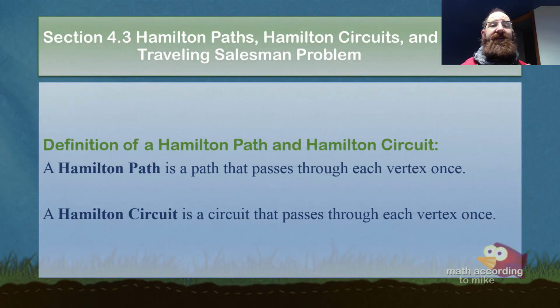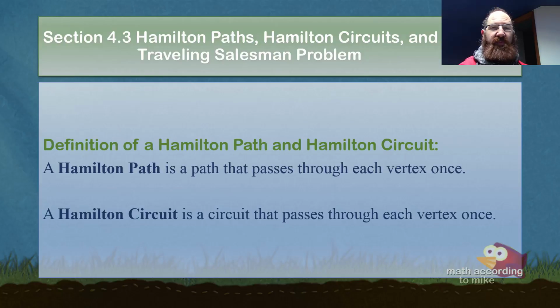A Hamilton path is a path, really, that passes through each vertex once. A Hamilton circuit is a circuit that passes through each vertex once. Let's talk about why these definitions are important. The delivery person does not want to come back to visit your house again. They want to drop off all your stuff and move on to the next one. So we need these definitions because they want to say, hey, you don't come back. You just visit it and move on.